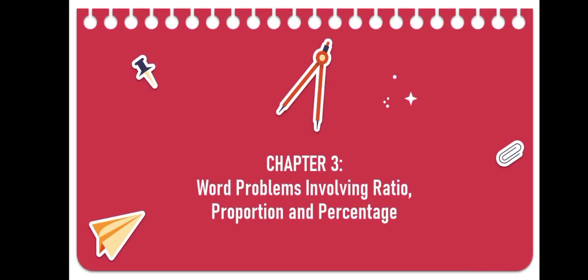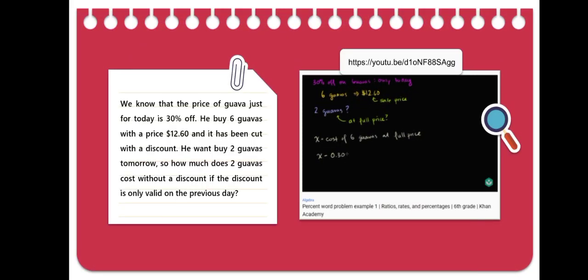Next, chapter 3, word problems involving ratio, proportion, and percentage. We know that the price of guava just for today is 30% off, or we can say that for today there's a 30% discount. And he buys 6 guavas with a price of $12.60, and it has been cut with a discount. He wanted to buy 2 guavas tomorrow.